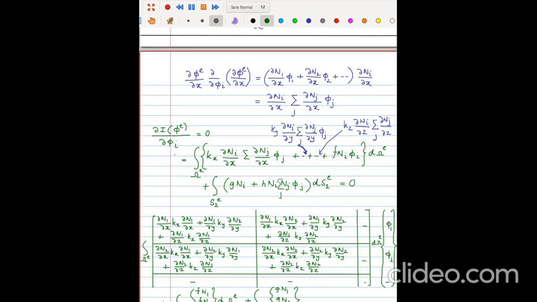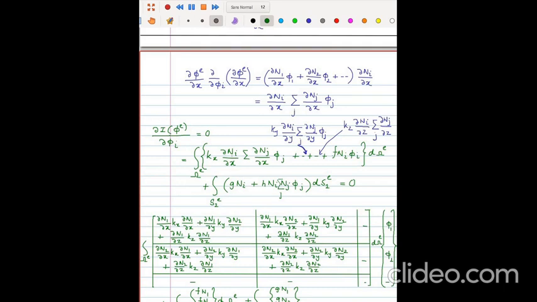So now if you take i equal to 1, 2, 3, i actually stands for nodal phi i's. That means phi 1, phi 2, phi 3, phi 4. So if the element has got 3 nodes, then 3 phi i's are there. If the element has got 4 nodes, then 4 phi i's are there. If the element has got 6 nodes, then 6 phi i's are there. So 6 equations you will get.